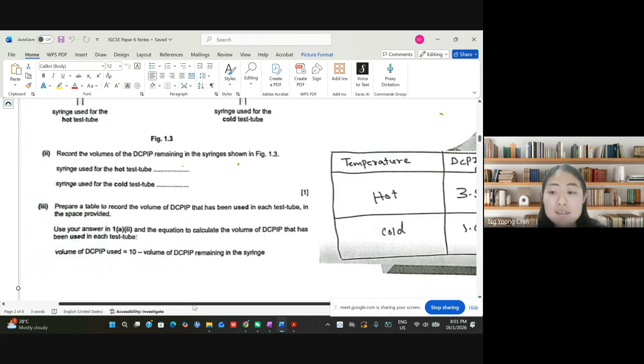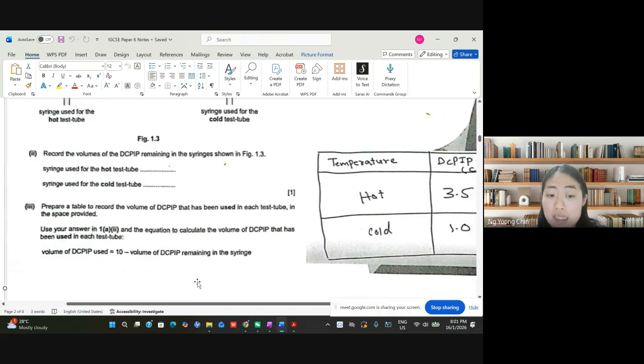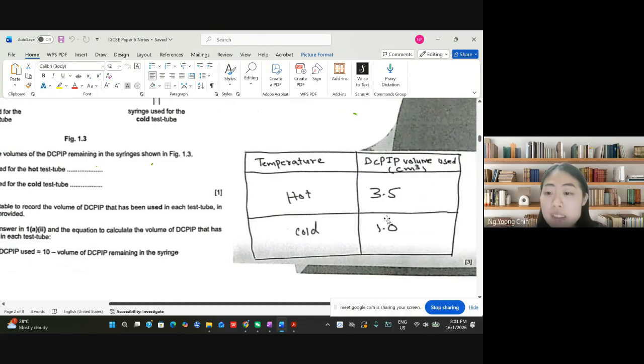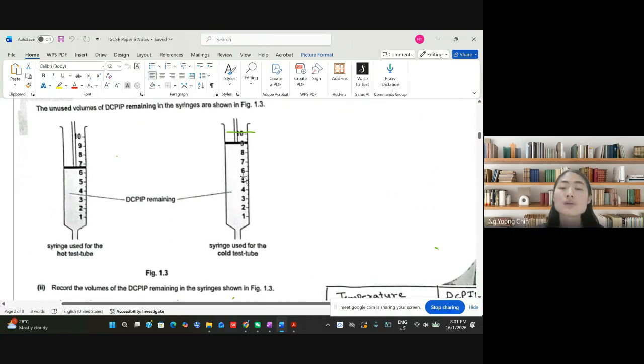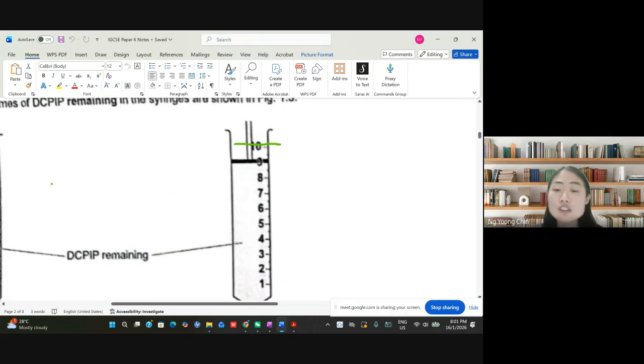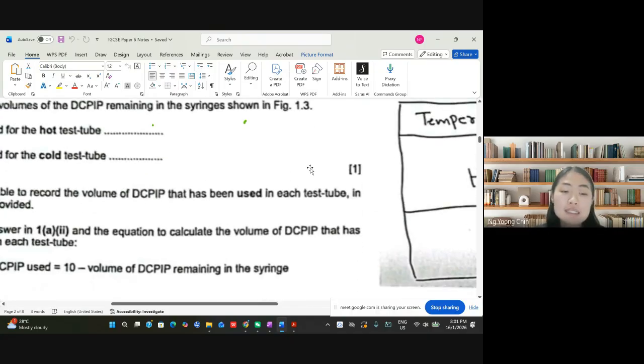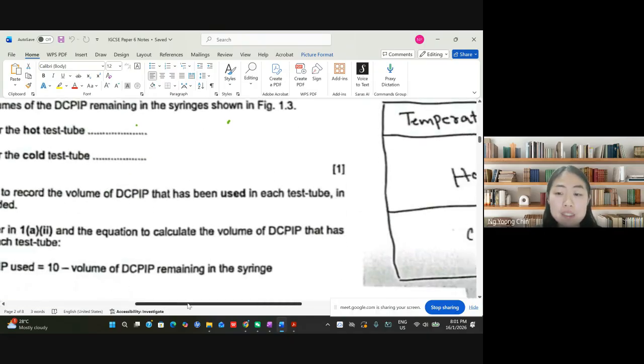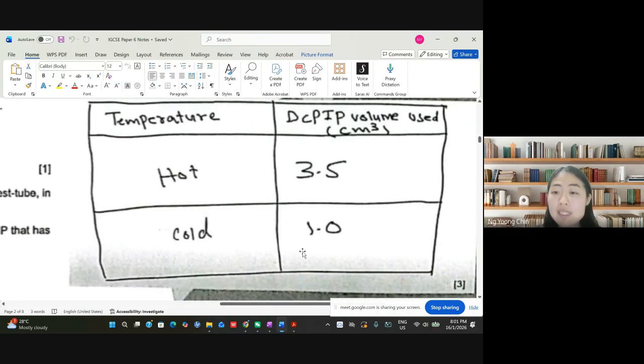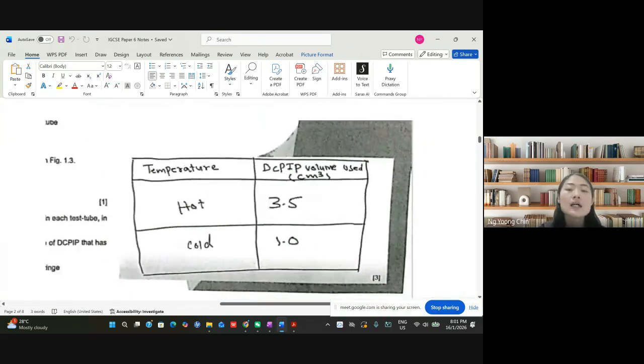So 10 minus 6.5 cm3. See, 10 minus 6.5 cm3, so it's about 3.5 cm3. Same for the cold one. So initially your measurement is about 9 cm3. So 10 minus 9 cm3, you get 1 cm3. And then so on.